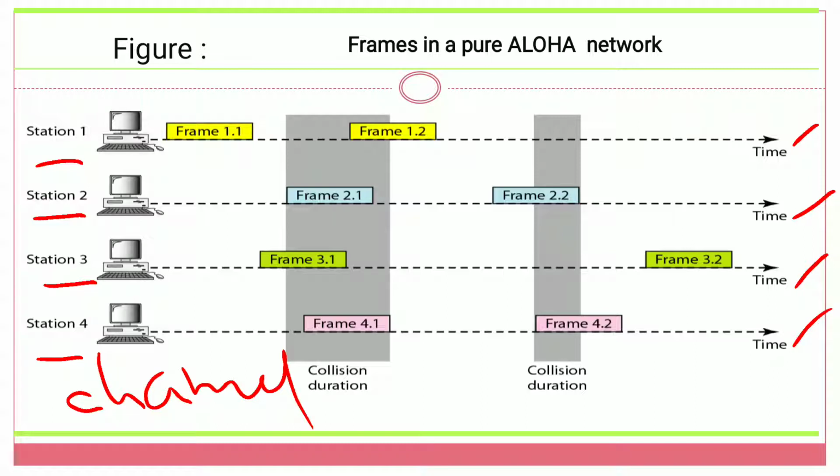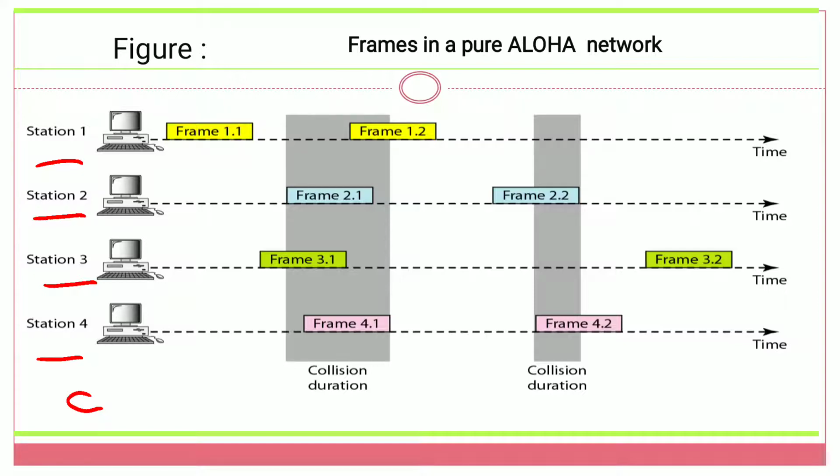But the actual concept is that all the 4 stations use the same channel at the same time period. If you observe here, some of the frames collide and some of the frames are correctly received, meaning correctly transmitted. So we'll see which frames are correctly transmitted and which frames are colliding with each other.